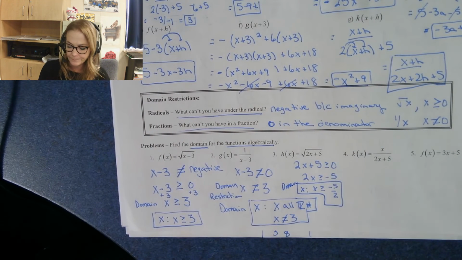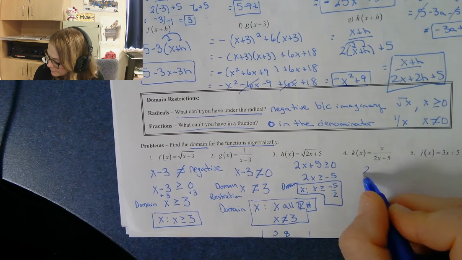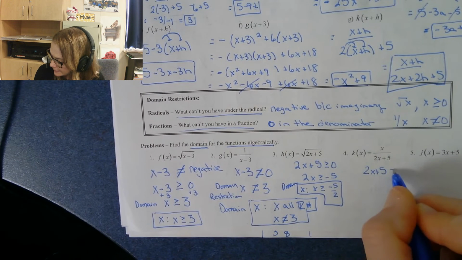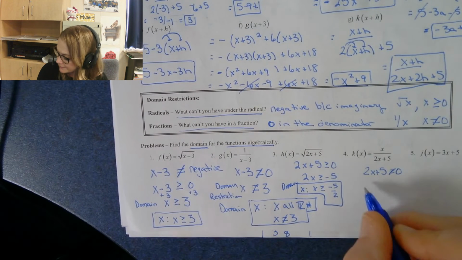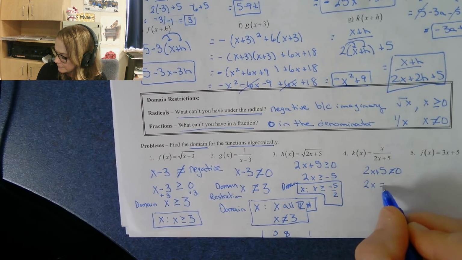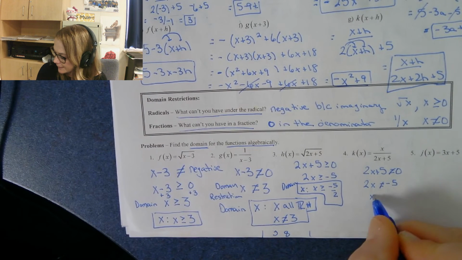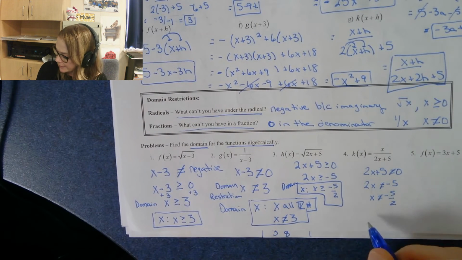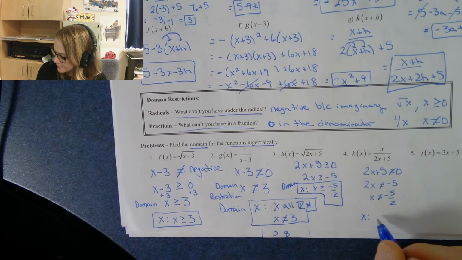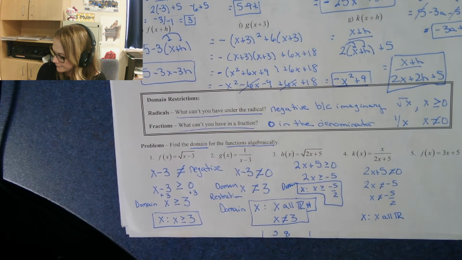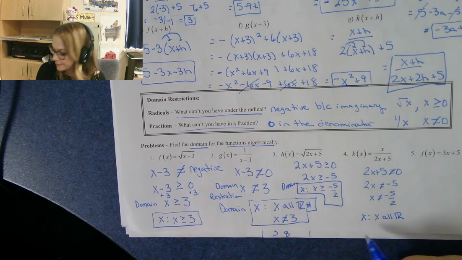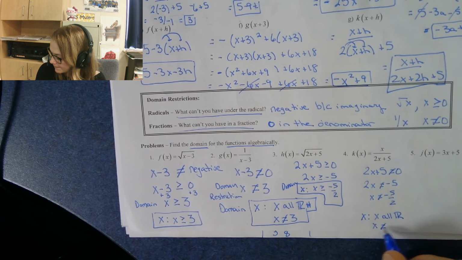Okay? Here, 2x plus 5 is in the denominator. You can't have a denominator that's equal to 0, so x can't be negative 5 over 2. It would make that denominator 0. So how do I write my domain here? X is all reals. You can even write it that simply. But x can't equal negative 5 over 2.